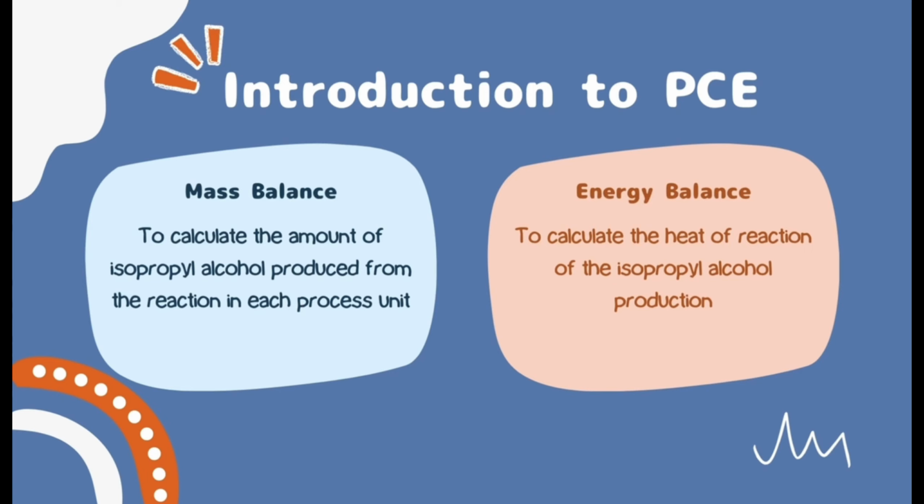For the relation of principle of chemical engineering, it is important to note the calculation of mass balance and energy balance to ensure a reliable flow of the isopropyl alcohol production. Calculation of mass balance is needed to determine the amount of IPA produced from each process unit, while energy balance is used to calculate the heat of reaction of IPA production.